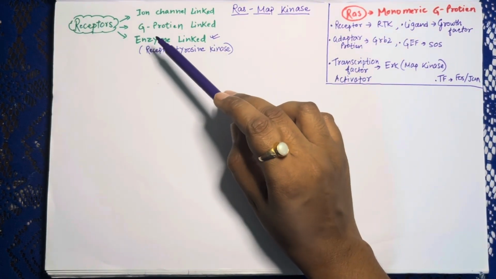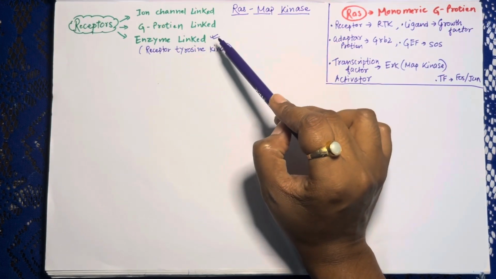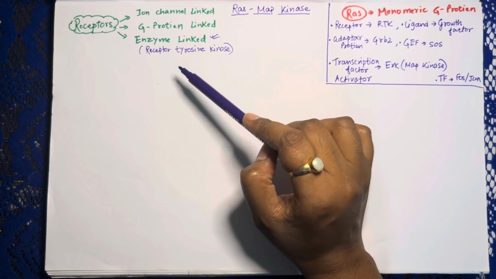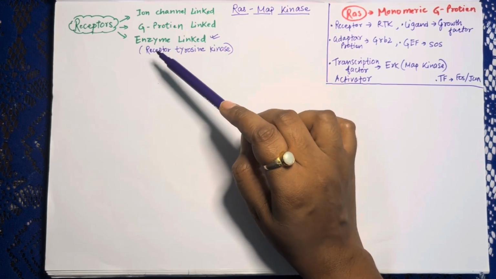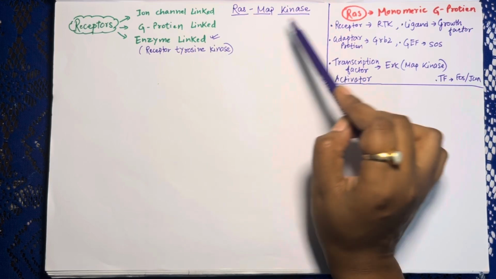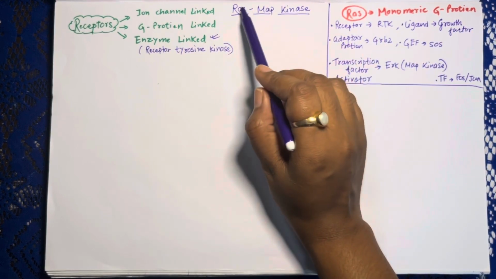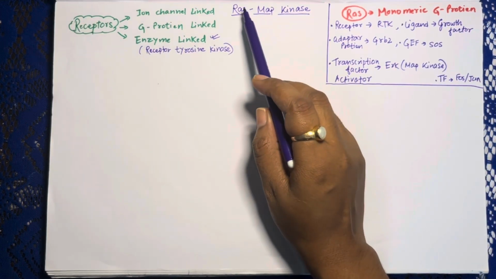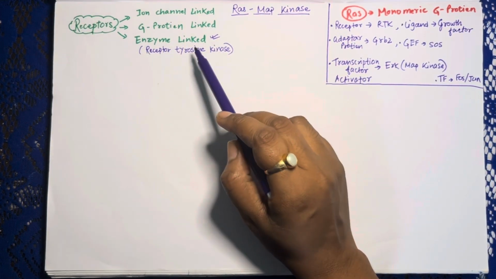You can go and check it out. The third type of receptor is the enzyme linked receptor, and under enzyme linked receptors there are different types of receptors, and one type is the receptor tyrosine kinase. So the RAS MAP kinase pathway, the receptor involved in this pathway is the receptor tyrosine kinase.